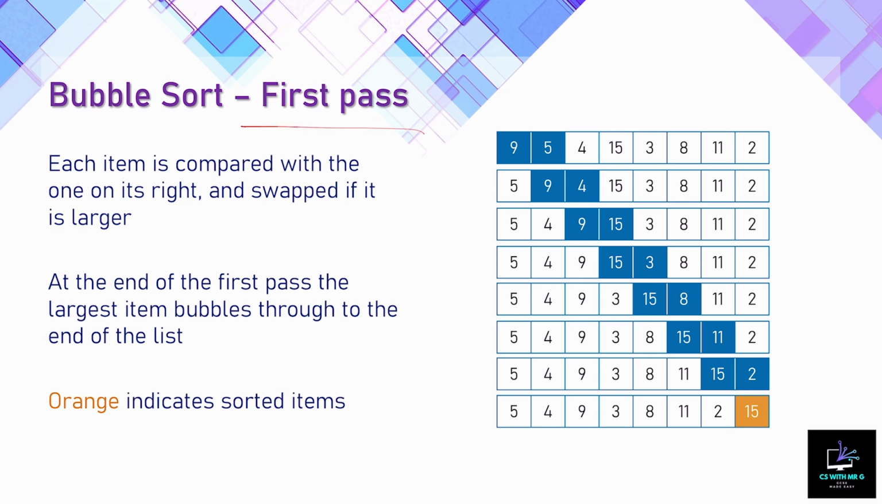And as we said, the 9 is swapped up until this stage, and then we start to swap the 15. So the 15 ends up at the end. So orange indicates a number that is in its correct position. And as we said, in the first pass, the biggest number in the list will end up at the end.